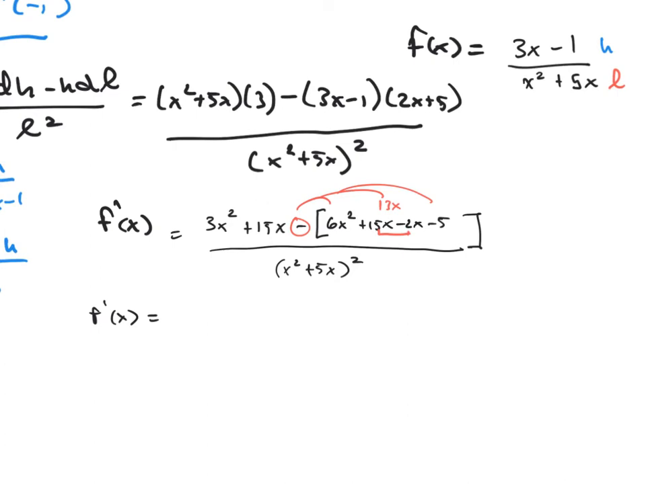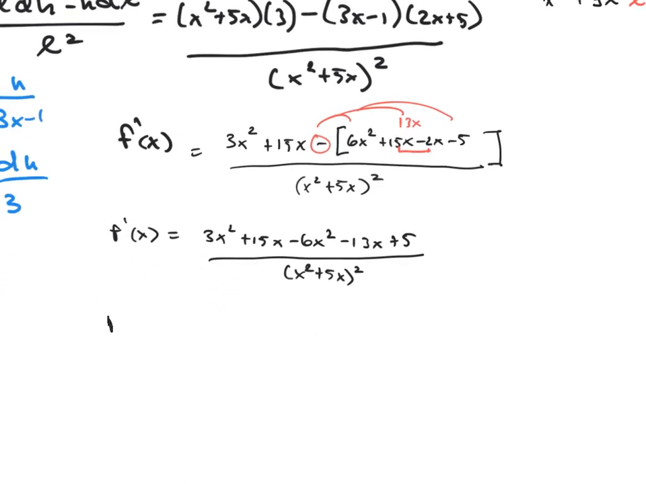So what's left on top? I have 3x squared plus 15x. I would distribute my negative to the first term, get minus 6x squared. Then I distribute it to the next term, so it would be minus 13x. Distribute it to the next term, it would actually be a positive 5 because you're subtracting off a negative. In the denominator, I have x squared plus 5x quantity squared.